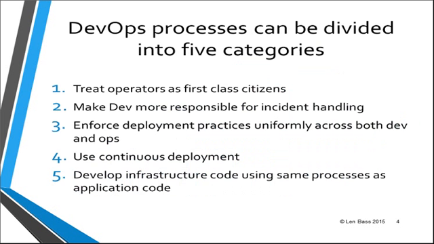The processes themselves can be divided into five categories. One is to treat operators as first-class citizens. The second is to make the development team more responsible for incident handling. The third is to enforce deployment practices uniformly across both development and operations. The fourth is to use continuous deployment. We'll talk a lot about that. And the fifth is to develop infrastructure code using the same processes as application code.